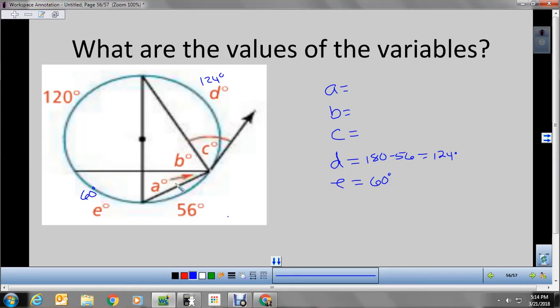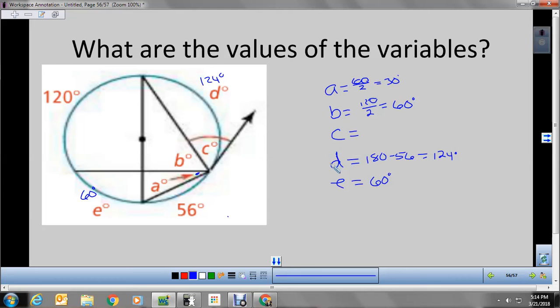So now let's go back to A. A is this angle right here. It opens up to 60 degrees, which means it's going to be half of 60. So if we do 60 divided by 2, that's going to equal 30. So A is equal to 30. B is an inscribed angle that opens up to 120 degrees. It means it's going to be half of 120, so 120 divided by 2 is 60.